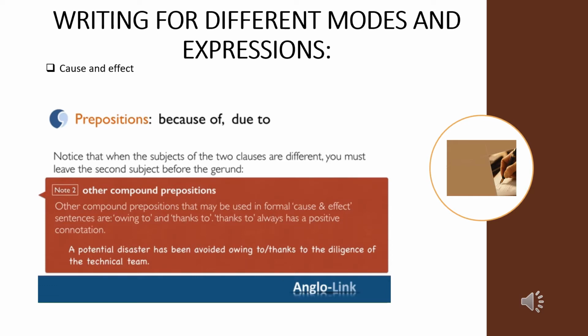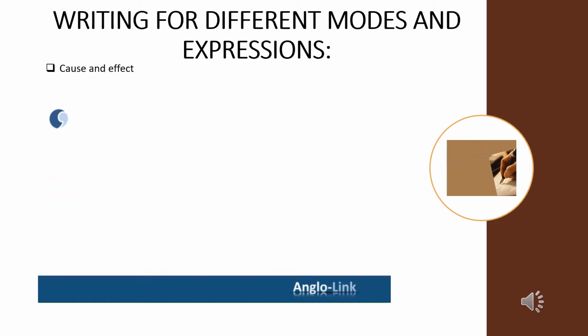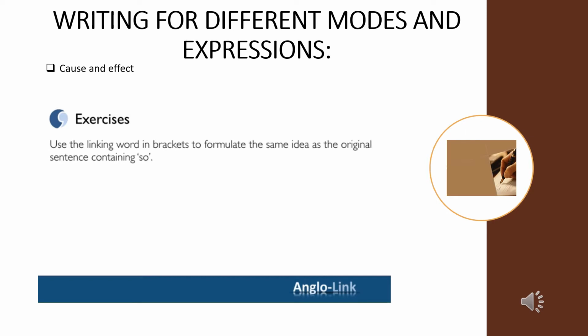Okay, that's all for the lesson. Let's finish with some exercises. Right. I want you to use the linking word in brackets to formulate the same idea as the original sentence containing so. For example, I'm tired, so I'm going to bed. Because. I'm going to bed because I'm tired. Or, if you start with the subordinate clause, because I'm tired, I'm going to bed.